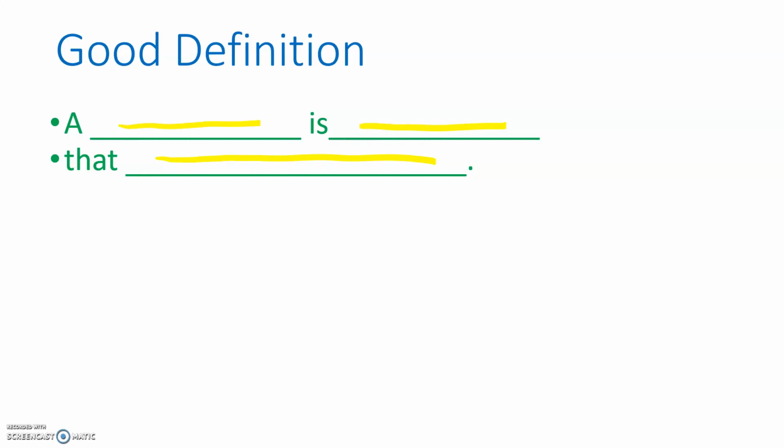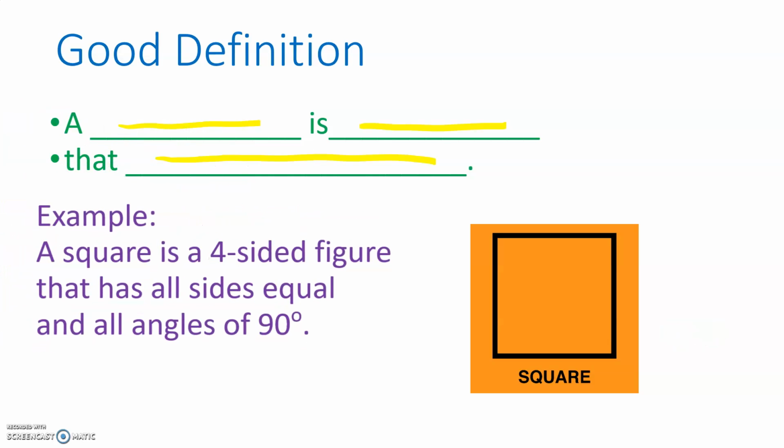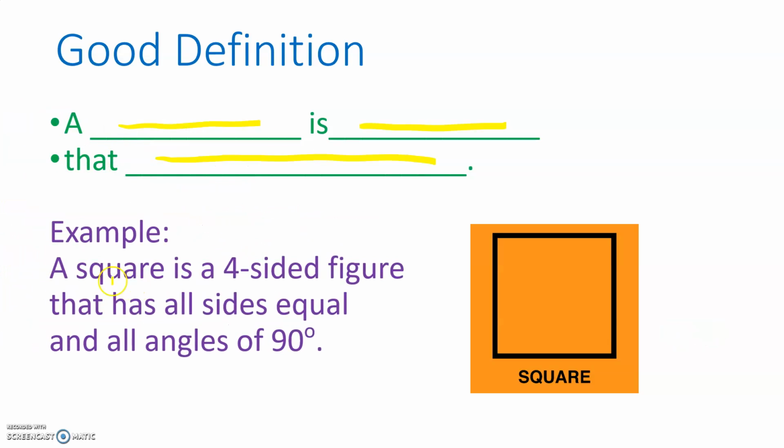Okay, so now let's do this in geometry, because remember a widget is something they just made up. So here we have a square. So here would be an example of a good definition of a square. A square is, so there is the name of the thing that we're defining. Put it in a category, a four-sided figure. And how is it different from all other four-sided figures? It has all sides equal and all angles of 90 degrees.